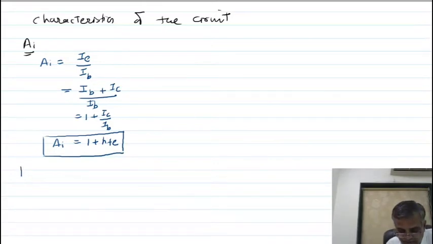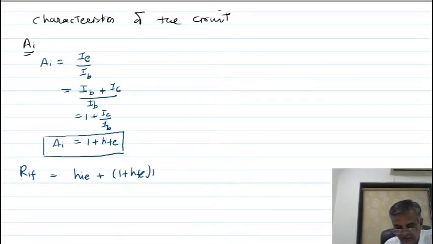Second, input resistance. The input resistance is nothing but, you can say, the same as the previous one: hie plus 1 plus hfe into RE, or you can write RL, or sometimes they write hie plus 1 plus hfe into RL.